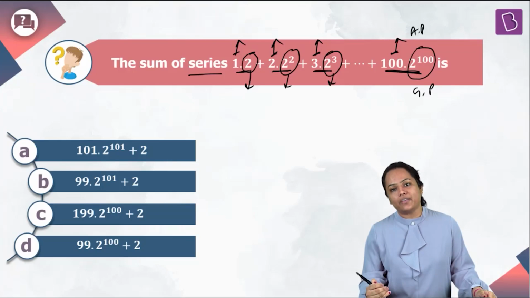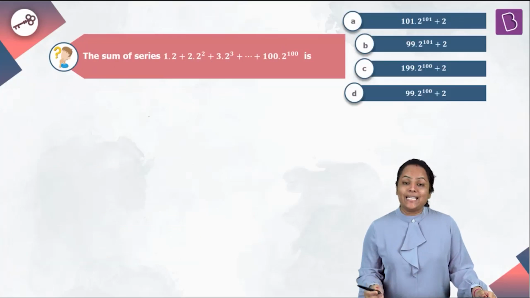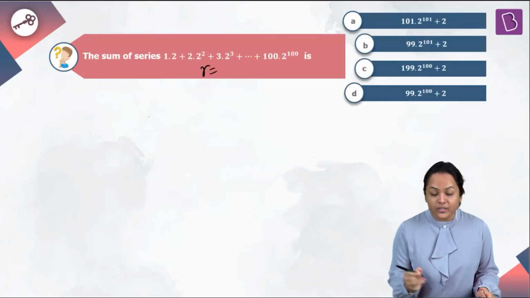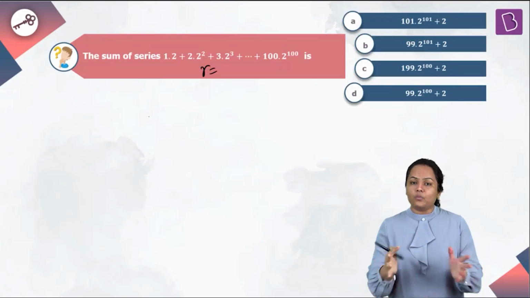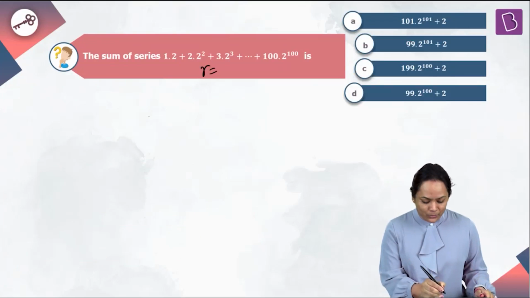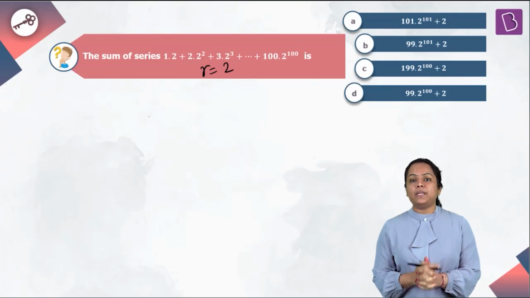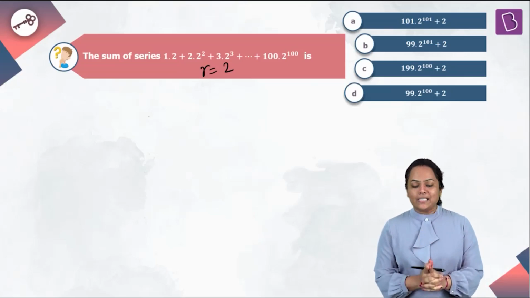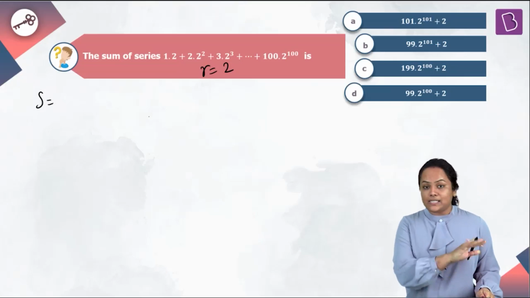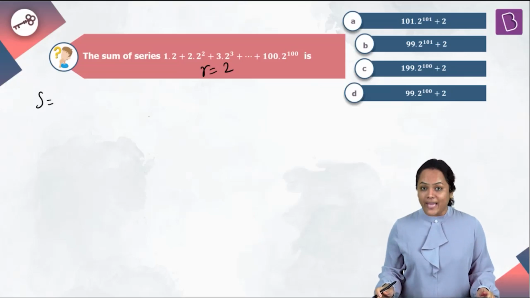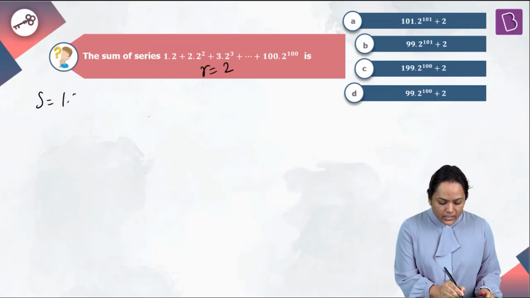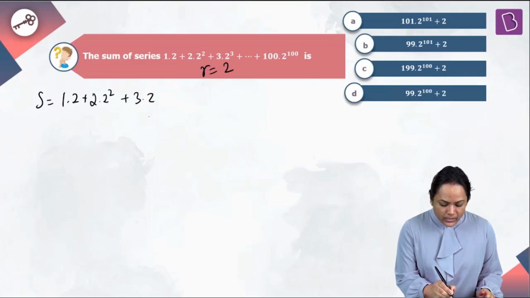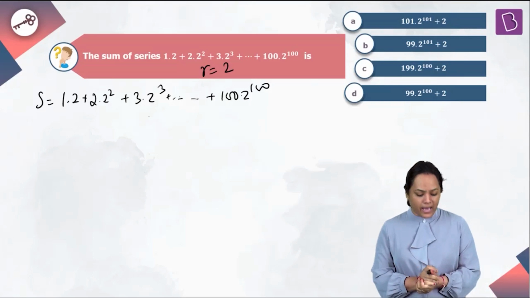How to find the sum of an AGP? Well, to get the AGP sum, what I need to find first is the common ratio of the GP. And what is the common ratio? Well, it's 2. So the common ratio of the GP is 2. To find the summation, let me consider this summation as S. So I have S is equal to 1 into 2 plus 2 into 2 square plus 3 into 2 cube till 100 into 2 raised to 100. Right? This is what I have.